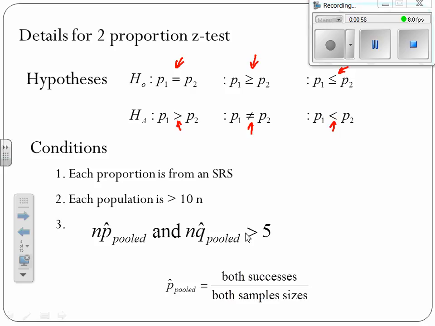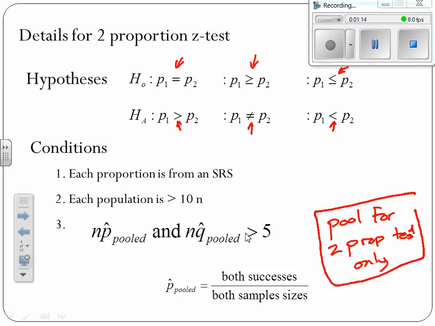Now, one thing to note, as far as we're concerned, we'll only pool for a two proportion test only. That's all that we're concerned about right now. I know we've seen pooling as an option in the calculator before, but for us right now, in terms of what you need to remember, you only pool for a two proportion test.